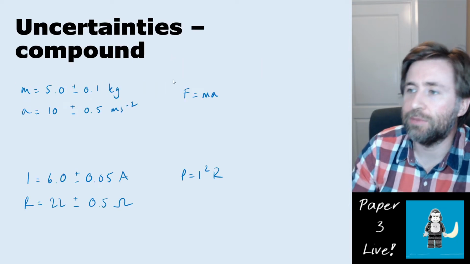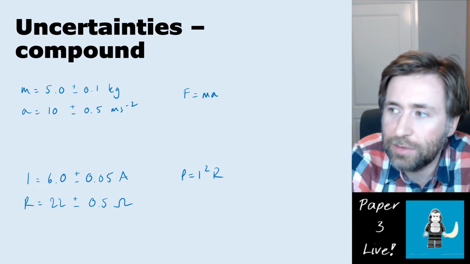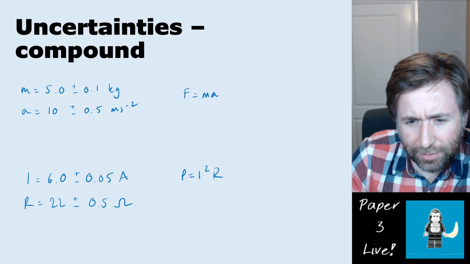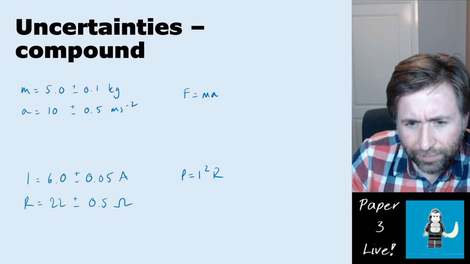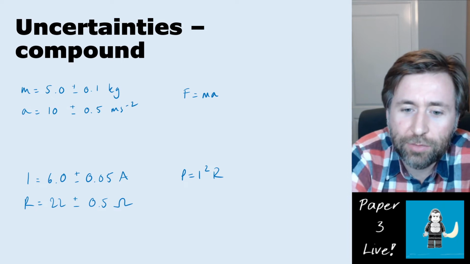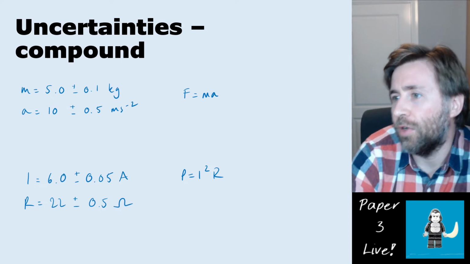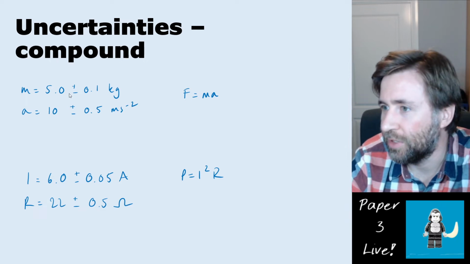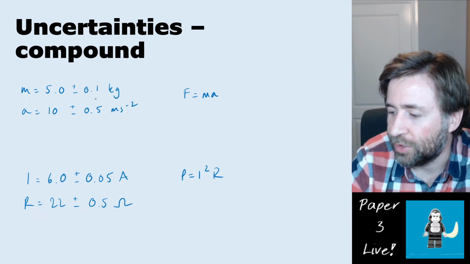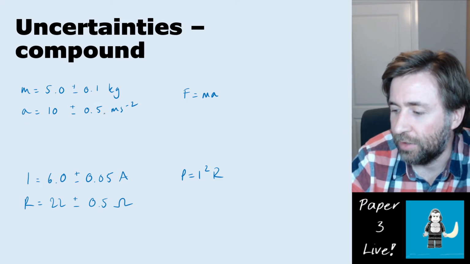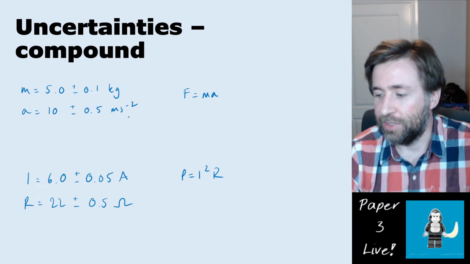So somebody asked me for this: how to do compound uncertainties, right? How to do compound uncertainties is a really important idea. So let's say they've given you some data in a question. The mass is 5.0 plus or minus 0.1 kilograms. The acceleration is 10 plus or minus 0.5 meters per second squared.